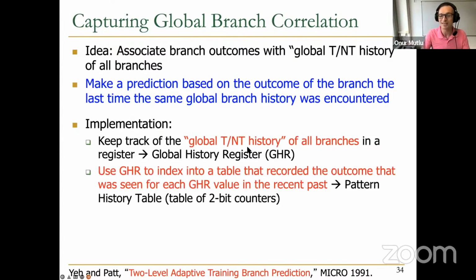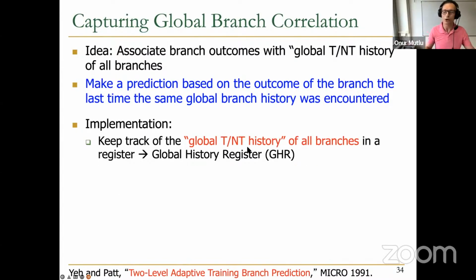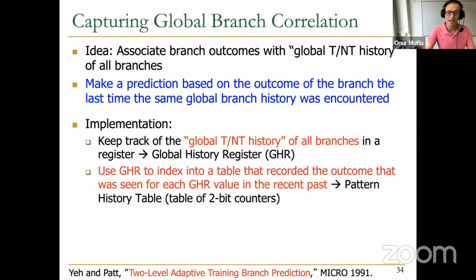You keep track of the global taken, not taken history of all branches in a register. All branches meaning, of course, it's a limited register, right? 4 bits, 16 bits. Existing systems have 16 bits, but we will see that people have improved this in different ways. So you can actually go to 500 bits, 1024 bits in existing systems in a predictor called TAGE, which we will see hopefully at the end. So you have this global history register, and you use it to index into a table that recorded the outcome that was seen for that global history register value in the past. This is called the pattern history table. It's essentially a table of 2-bit counters, but it doesn't have to be 2-bit.